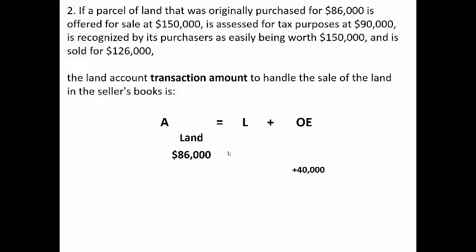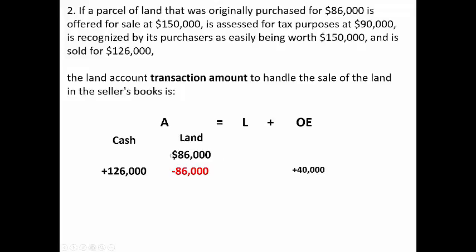So the answer is you're going to take in $126,000 cash because that's what you were selling it for, but you reduce the land account by $86,000, and what ends up happening is the asset side goes up by 126, goes down by 86, and overall this side of the equation went up by $40,000, and therefore the owner's equity side is going to go up $40,000, and you could call this gain on sale of land if you want to. So both sides went up the same amount by $40,000.